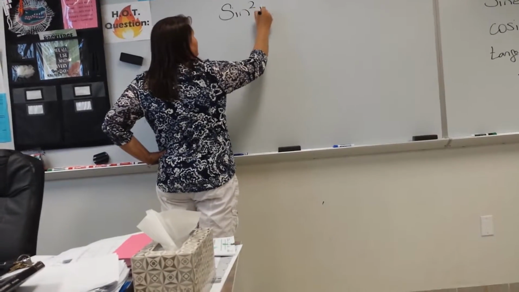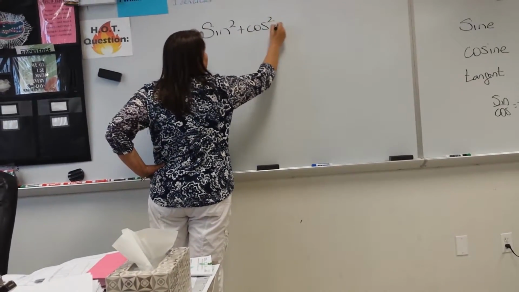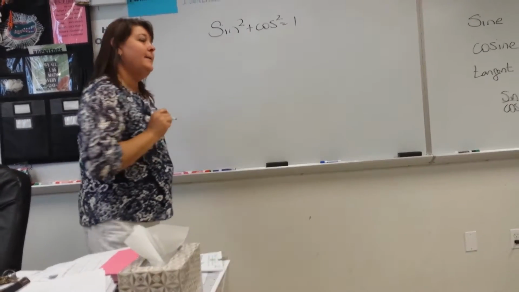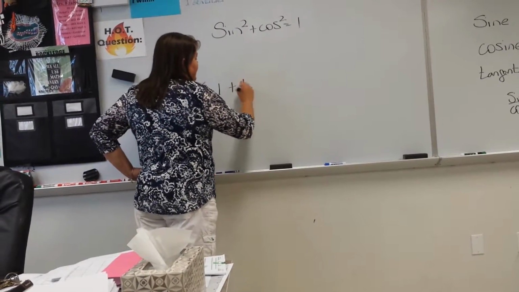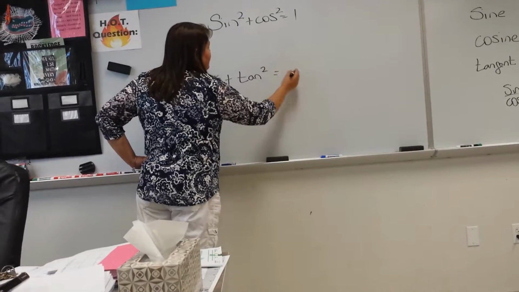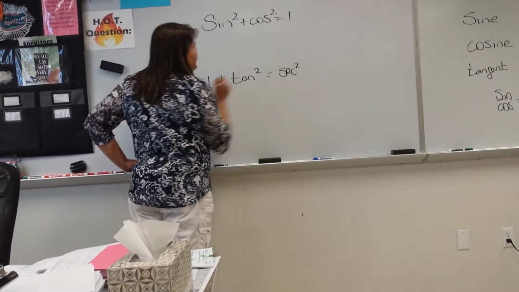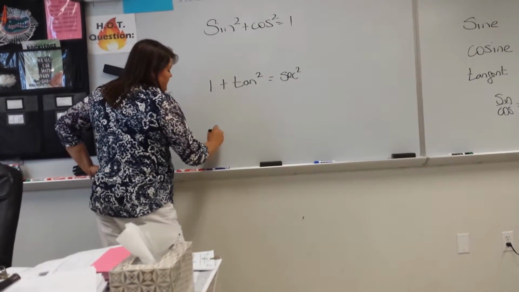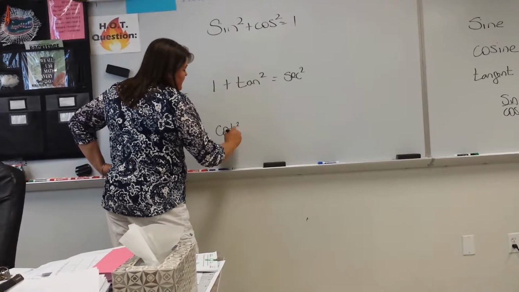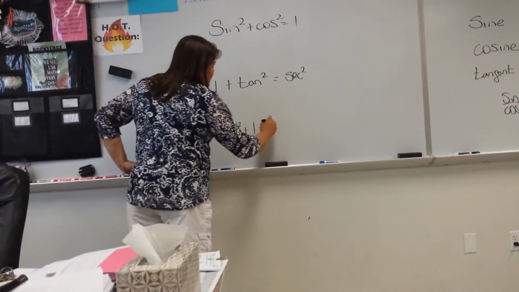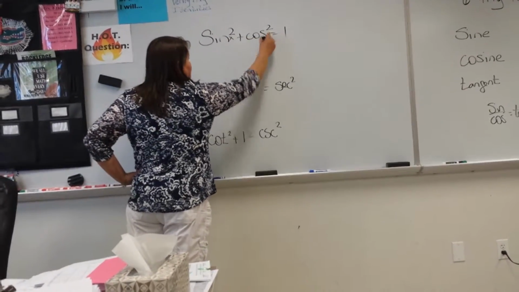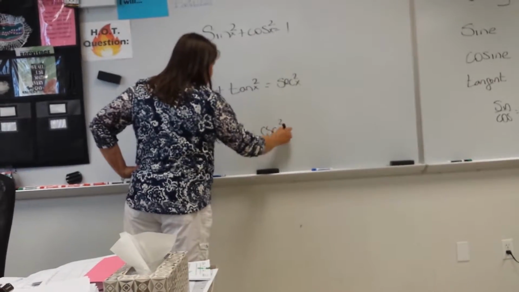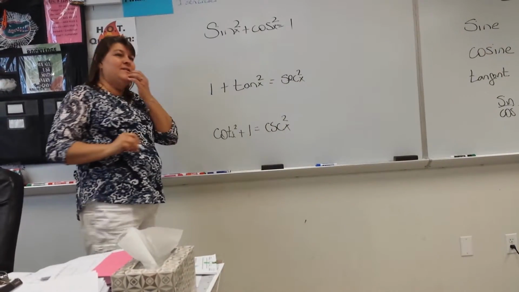So we have sine squared plus cosine squared equals 1. Then the other one is going to be what? 1 plus tan squared equals secant squared. And then cotangent squared plus 1 equals cosecant squared. Now, I forgot x's everywhere, of course I did. That's fine, you guys get it. Theta, x, whatever.